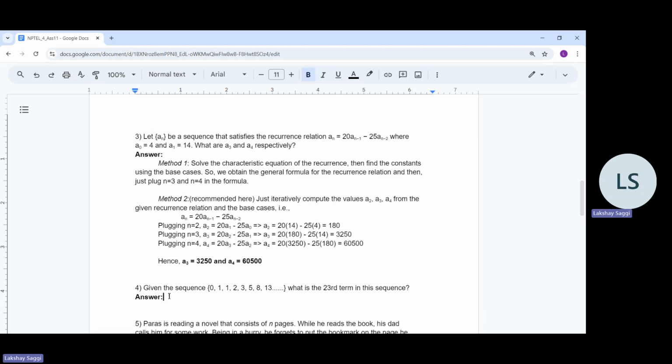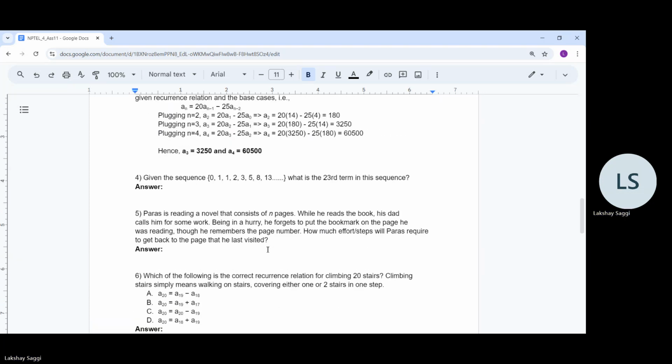Okay, then let's move on to the fourth question. The fourth question says that given the sequence 0, 1, 1, 2, 3, 5, 8, 13, what is the 23rd term in this sequence?